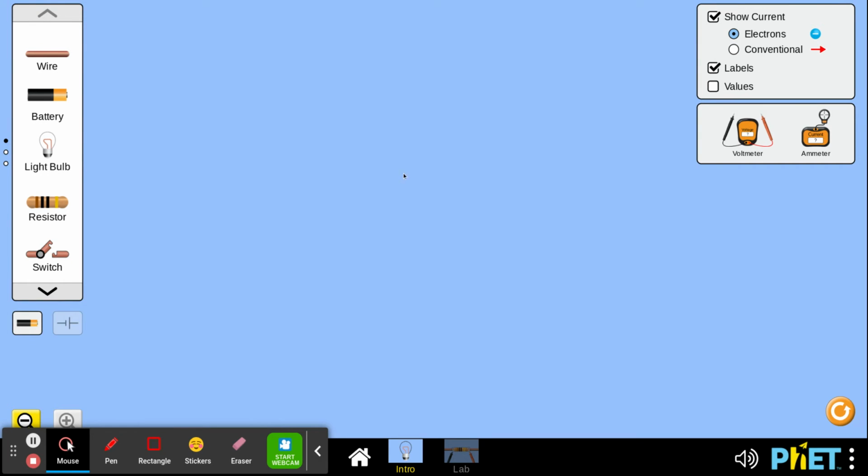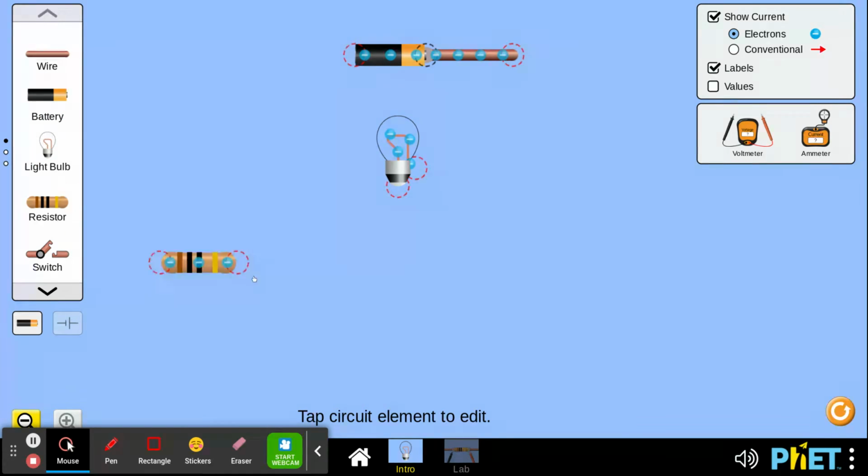Right. In this video, I'm just going to give you a brief overview or an outline on how to do the investigation on resistance. To do the investigation on resistance, you need to build a really simple circuit that has a light bulb and a resistor. And it only needs one battery.